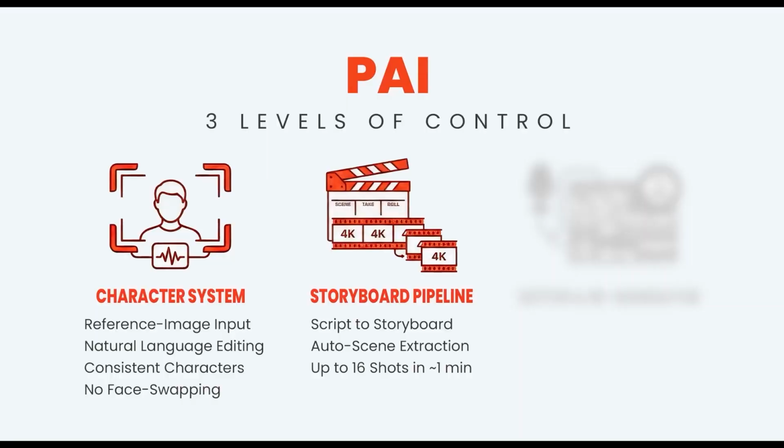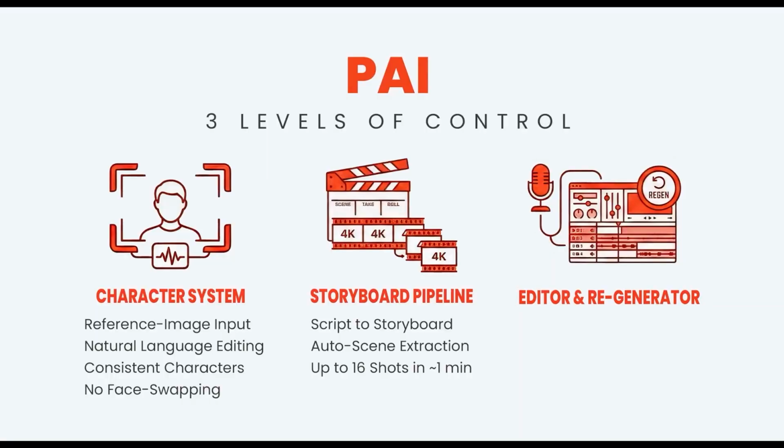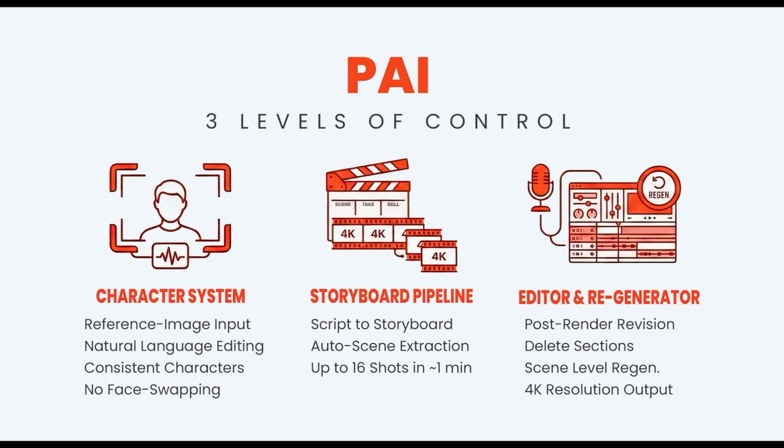In this video, we will talk about editor and regenerator inside Pi. This is where you can do post-render revision, see if there's anything you would like to adjust. You can open the editor and delete sections, or you can go to scene level regeneration. That means you can specify a specific time in the video and then ask to do adjustments. And finally, you can have 4K resolution output so you can edit it yourself.